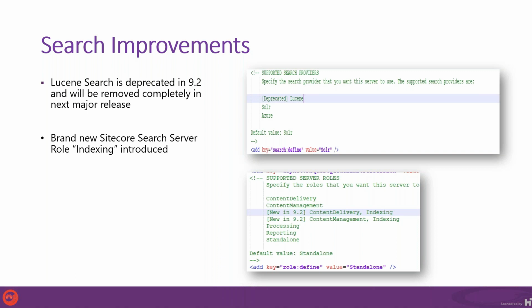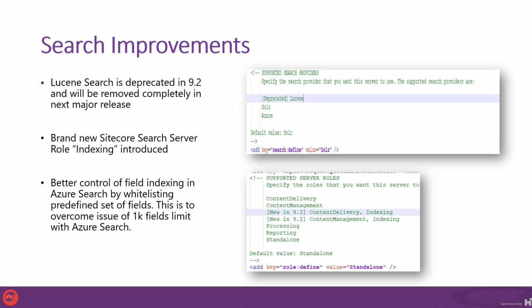You can make only one of them index the content when using Solr or Azure, because Solr or Azure will have the content, and the other CD servers can consume or retrieve the content from that Solr or Azure. So in case of three CD servers, you can make one of the servers index the content, and make the other servers non-indexing by using these roles. You just configure the role on the CD server, adding a comma and then indexing, and that server will start indexing the content. This will reduce the indexing load on the other CD servers.